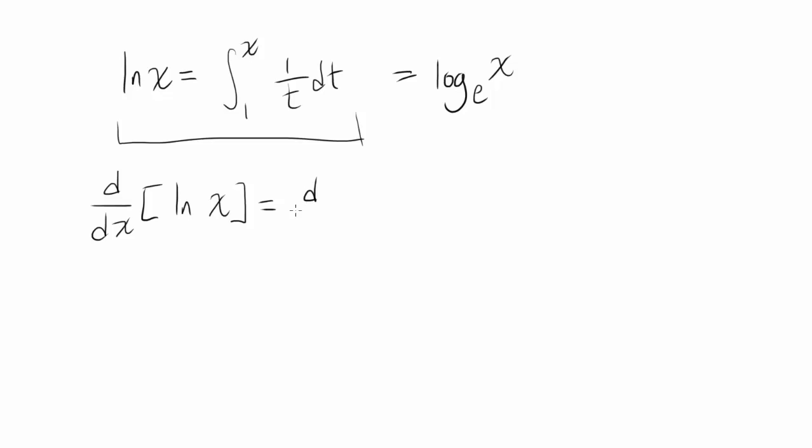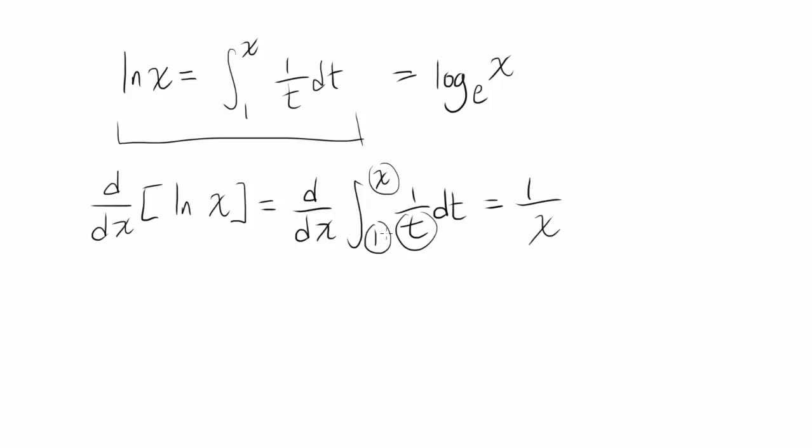So the derivative of natural log of x is the derivative of this function, which is the same thing as natural log of x. And using the second fundamental theorem of calculus, the derivative with respect to x of the definite integral from some constant to x of some function dt is the same thing as when you replace this t with x. So the answer is 1 over x. So the derivative of natural log of x comes out to be 1 over x, which is quite exciting because now we can find the antiderivative of 1 over x.